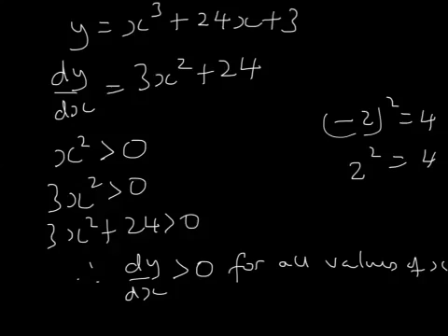So in this case, it is an increasing function, because the graph is always increasing. It's an increasing graph or function. So for an increasing graph, dy by dx is always positive. But obviously for a decreasing graph, dy by dx is always negative.